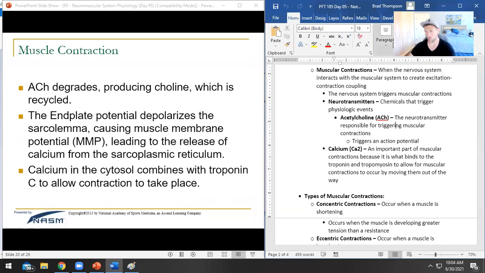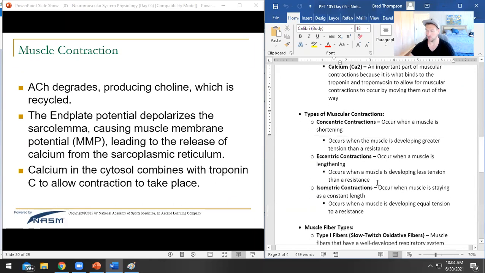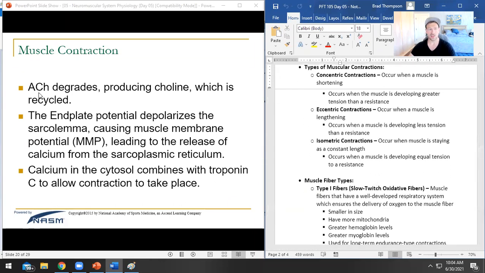So one more time, let's go through every step in detail, right? And then we'll move out of this section. So what will happen during a muscle contraction is acetylcholine will move across from the neuron over to the muscle cell. As it binds to little sites on the outside of the muscle cell, that triggers the muscle cell to create an action potential.